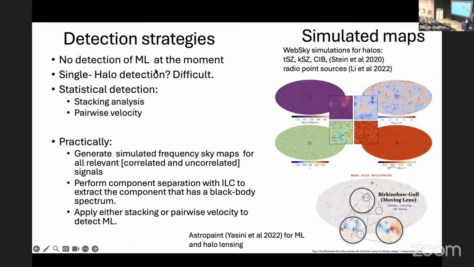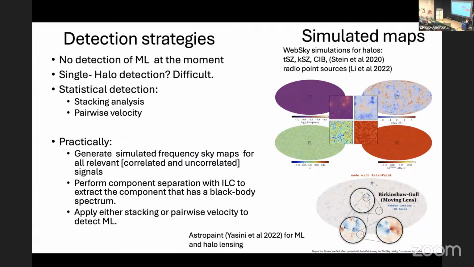The detection of this moving lens hasn't occurred quite yet, and on an individual object basis, it's going to be hard. So you want to do it statistically, and we envisaged a couple of ways to do so. But most of all, you want to base your analysis on simulations that can convey all the information for all the correlated emission and so on.